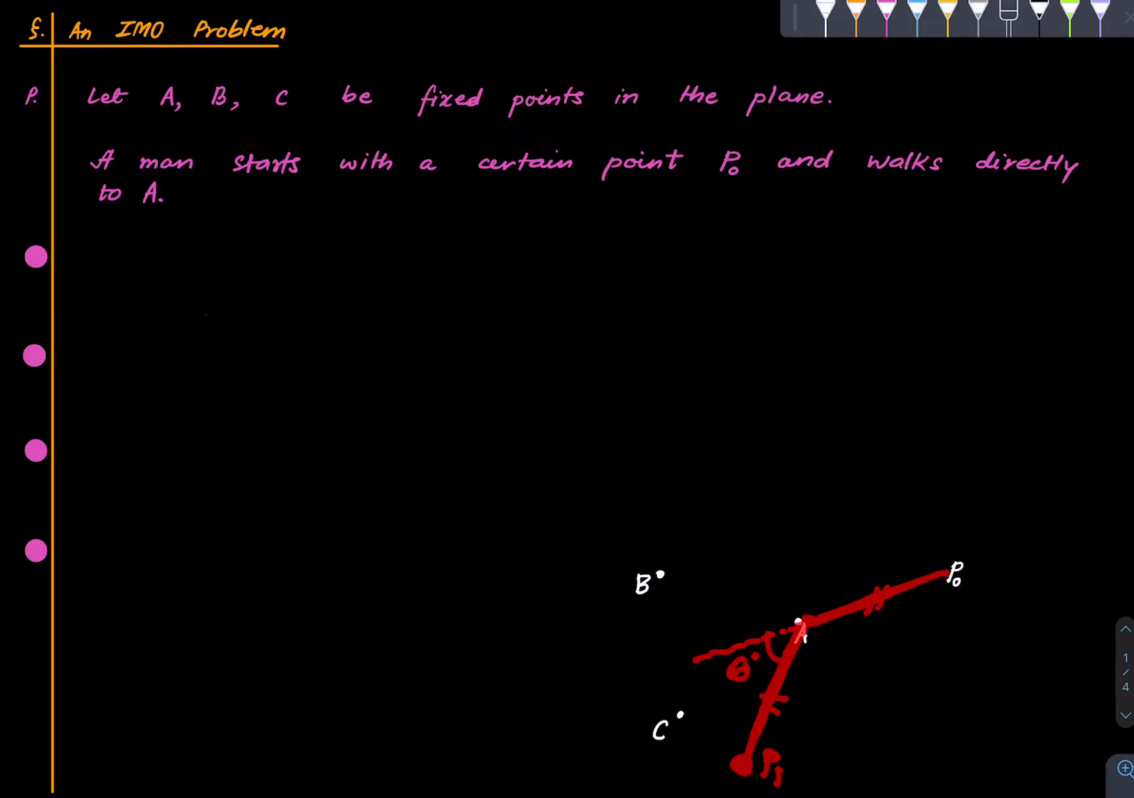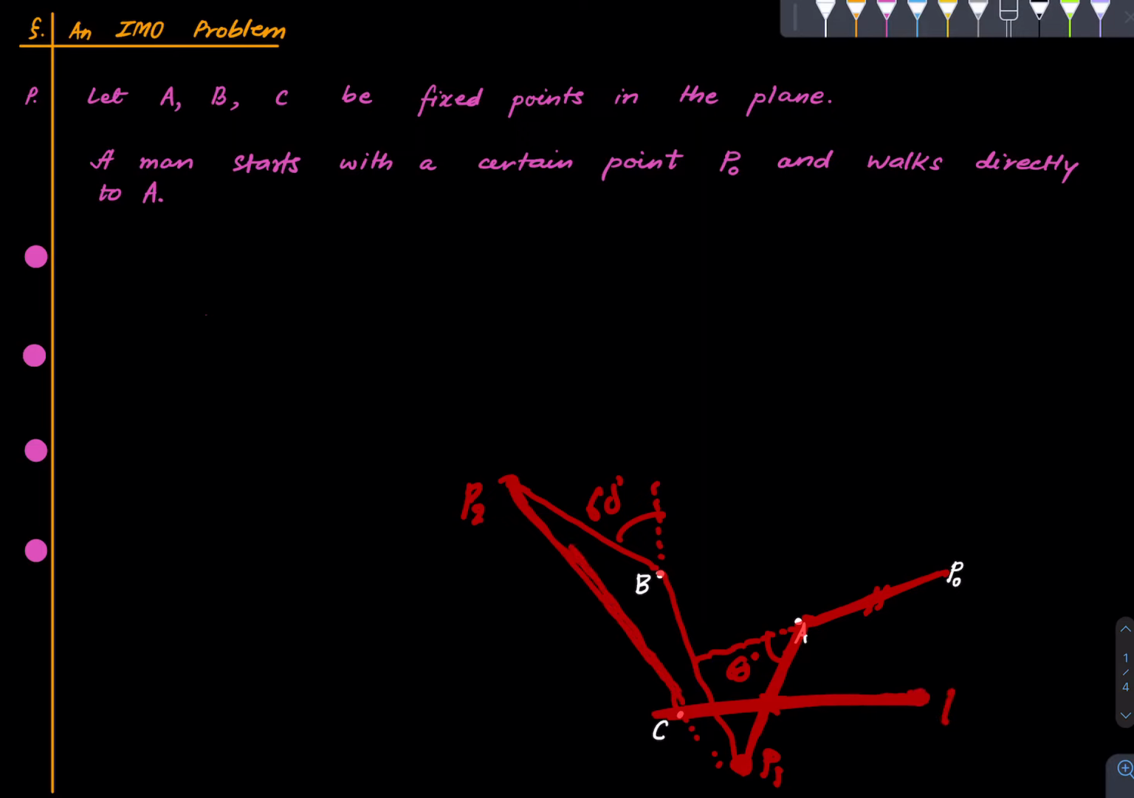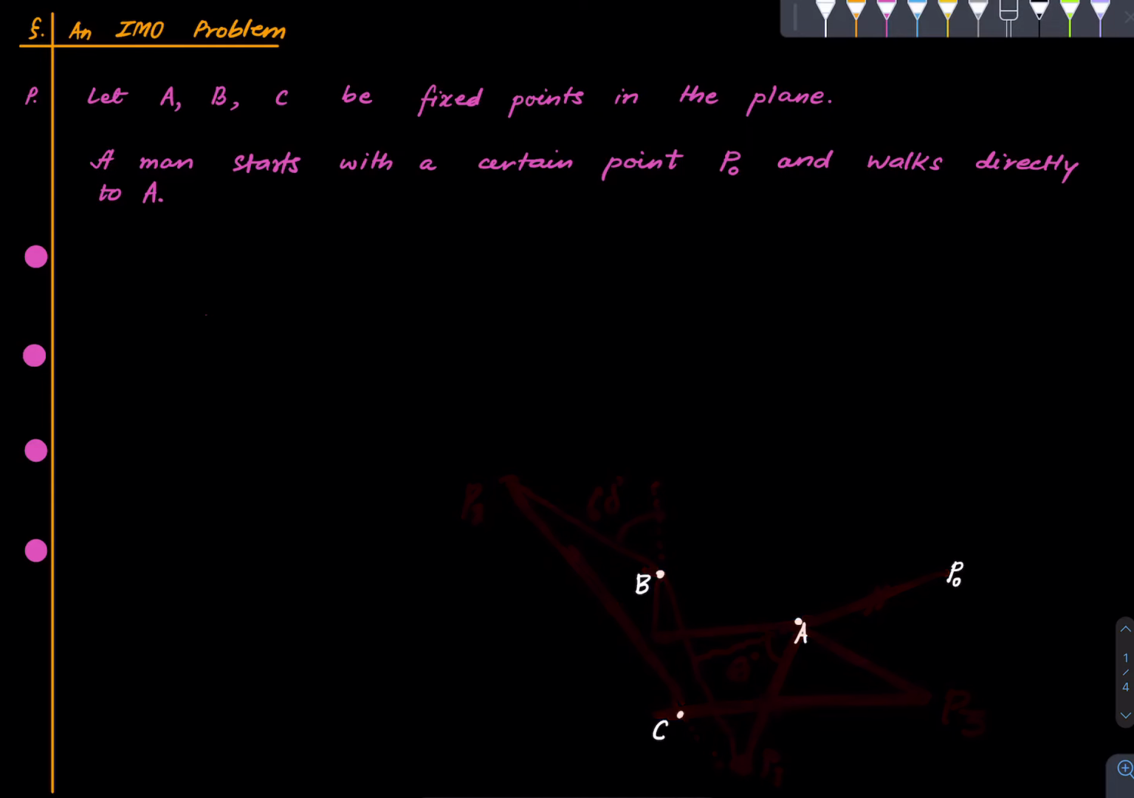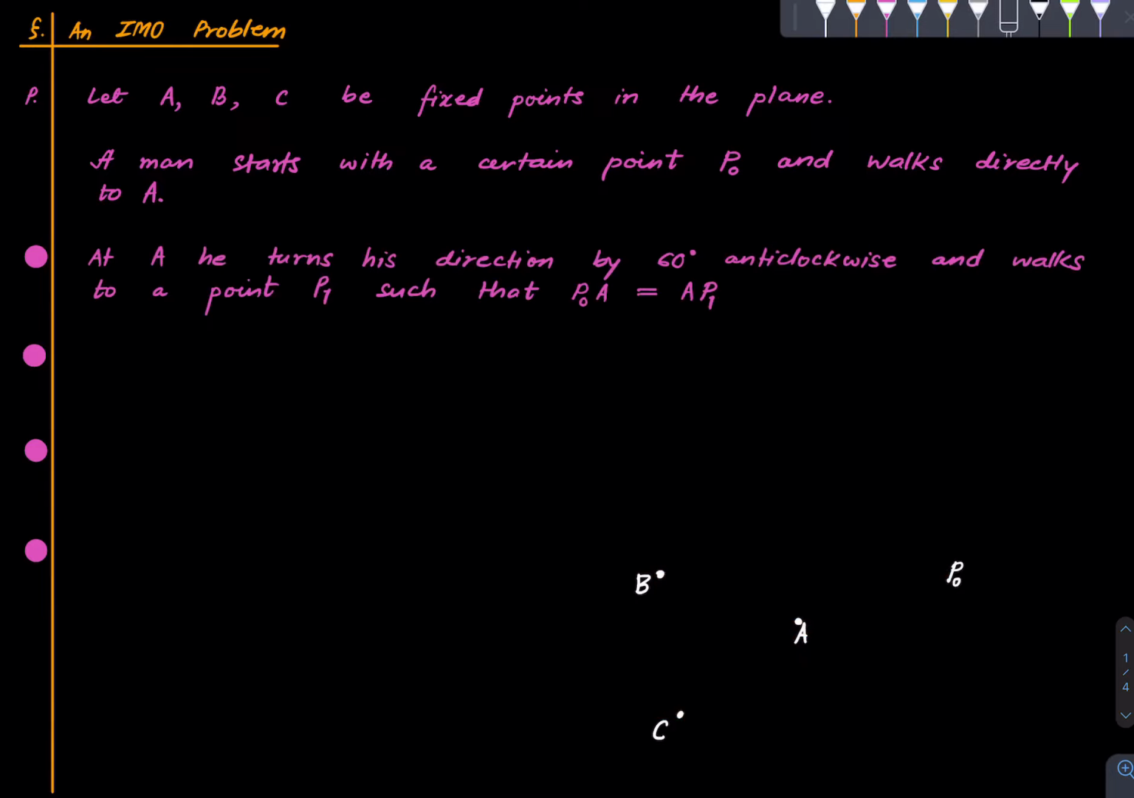All right, and then from here he will walk directly to B, then again turn by 60 degrees, this is 60, and reach a point P2. And then he'll walk directly to C, again change his direction by 60 degrees anti-clockwise, such that this distance is the same as that distance, and will reach a point P3. And then again he will walk directly to A, turn by 60 degrees, so that P4A and P3A are the same distance apart, and he continues to do this dance.